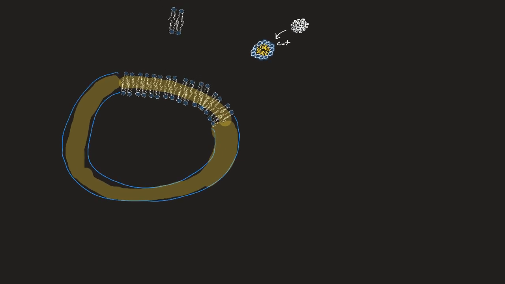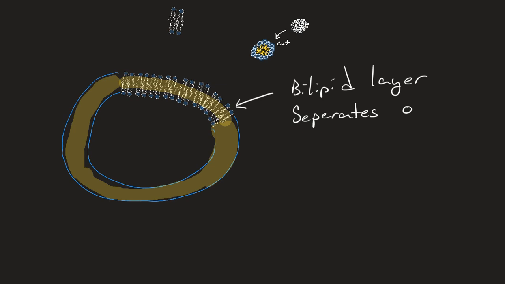And why is a bilipid layer such an important invention? It keeps foreign objects out of the cell. That's right. It separates outside from inside.